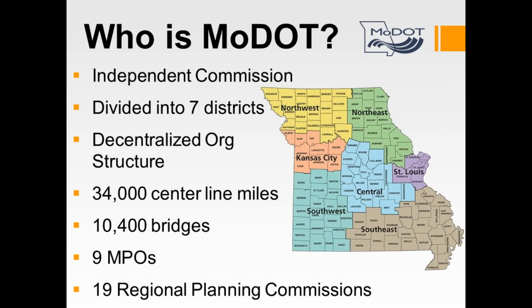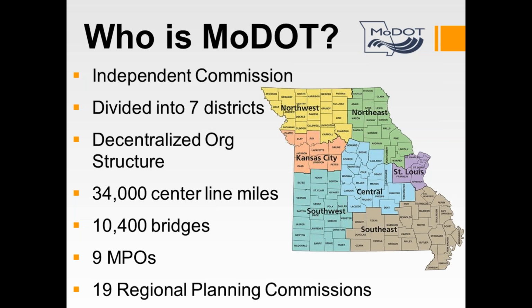Now, before we start talking about asset management, I want to give you a few slides just to talk about the framework within which our organization operates, because that's important to understand before we can talk about asset management. We are governed by a 6-person, independent, bipartisan commission who sets transportation policy and funding. We're divided into 7 districts, and we have a decentralized organizational structure. That means we have staff in central office as well as in each district for planning, traffic, maintenance, construction, design, bridge, pavement, safety, finance, facilities, and procurement.